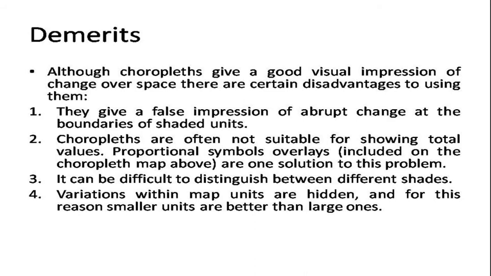There are some demerits of the choropleth method. First one is they give a false impression of abrupt change at the boundaries of shaded units. Choropleths are often not suitable for showing total values. Proportional symbol overlays included on the choropleth map above are one solution to this problem.